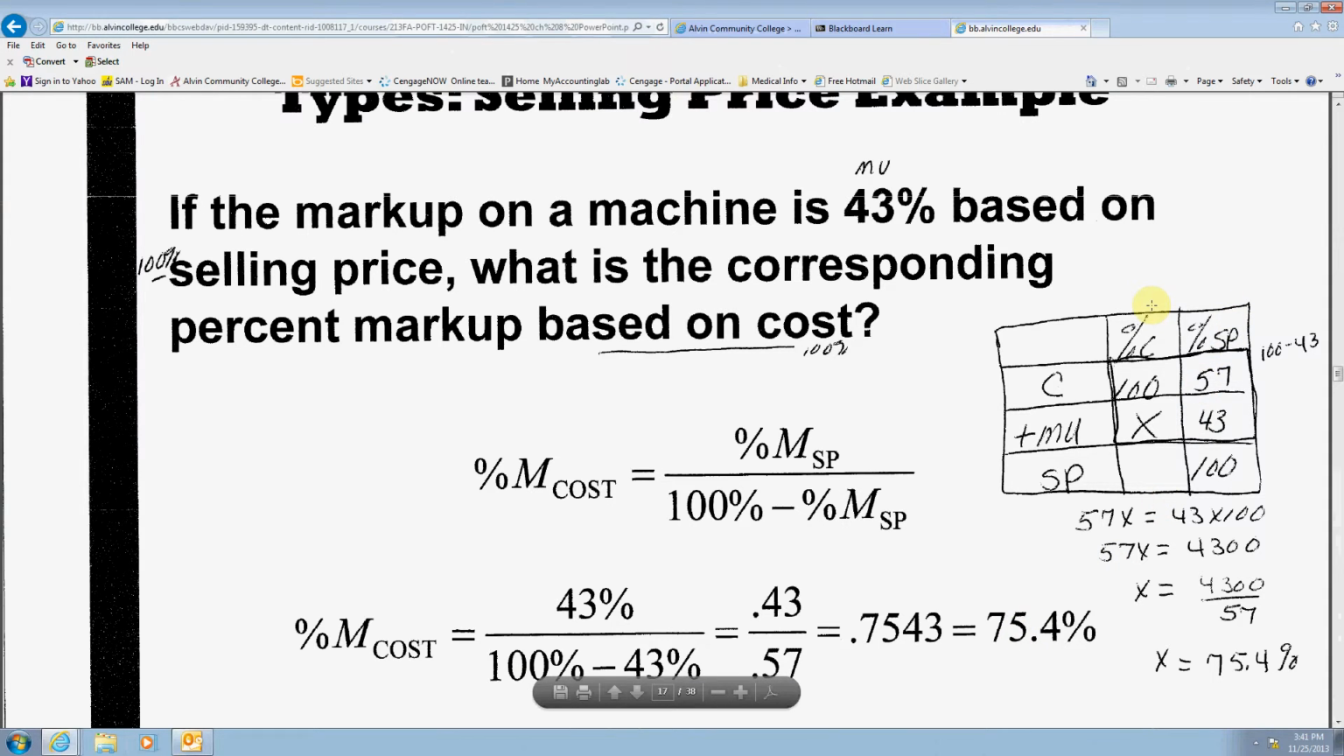We use that same table that we had previously with the percent of markups on the two columns at the top. We know our cost is based at 100%. We also know that we're trying to solve for the markup, X. We know selling price is also based on 100% and it has a markup of 43%. So when we subtract, we get our 57. Now we have our four corners, and you solve. 57X equals 4300. Solve for X. Same percentage.